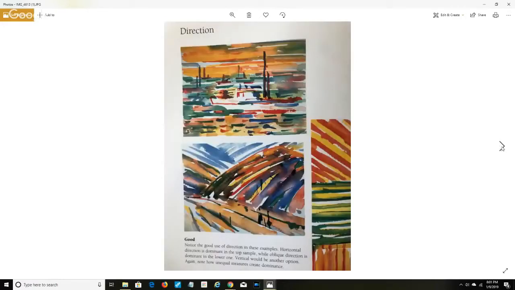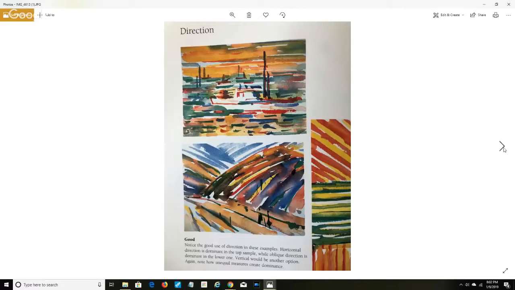Direction. Clearly, we see the dominant direction in this is oblique, a slant, diagonal. And even the smaller shapes are also diagonals, not quite the same angle, but they're still diagonal. So the dominant direction is diagonal or oblique, and here it's horizontal.